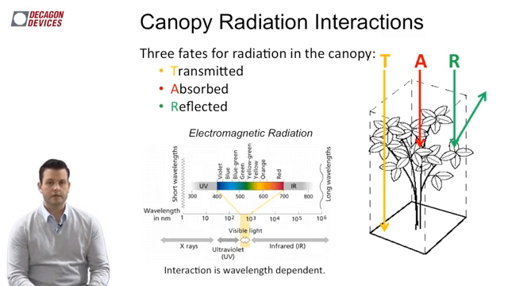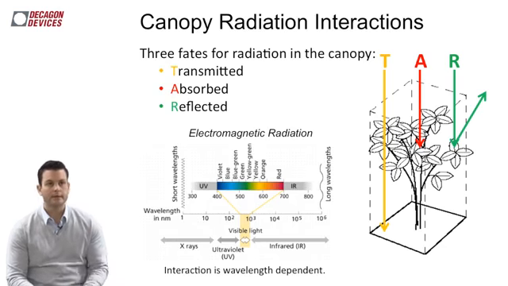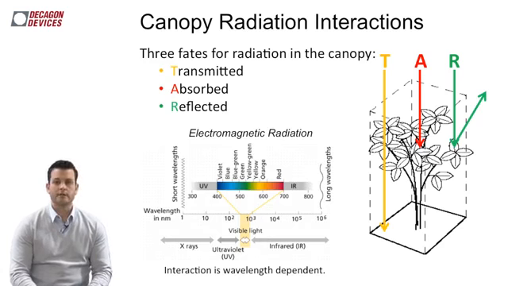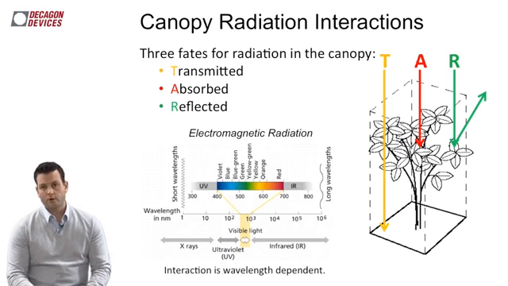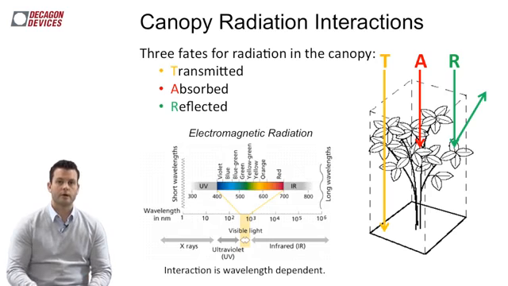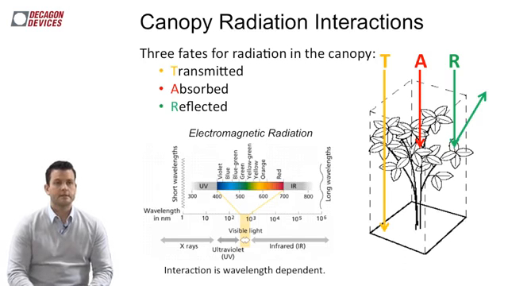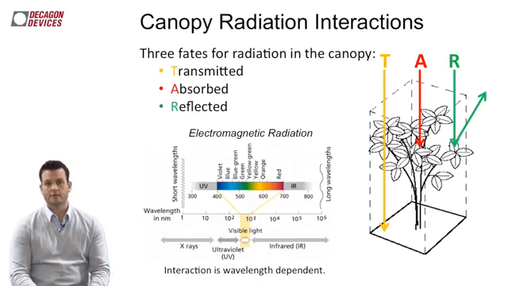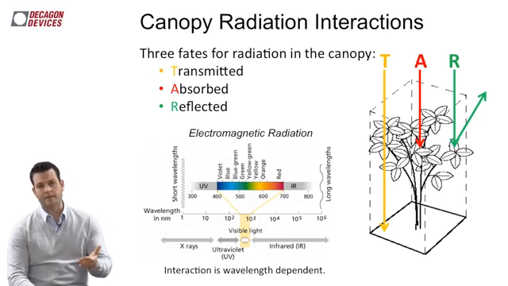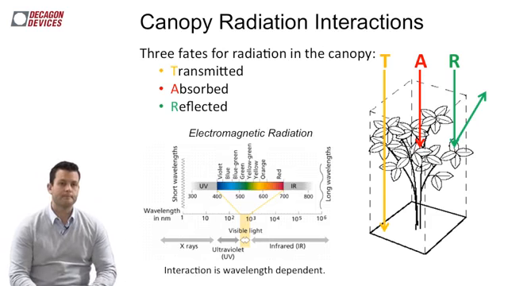They can be transmitted, so they go all the way through the canopy and end up not being absorbed or reflected, but strike the ground. The other fate is that they're absorbed. Green photosynthetic material within the canopy takes up some of those photons and uses that energy to drive photosynthesis. And the final fate is that the photons are reflected. They strike the surface of the canopy and are reflected back into space from where they came.